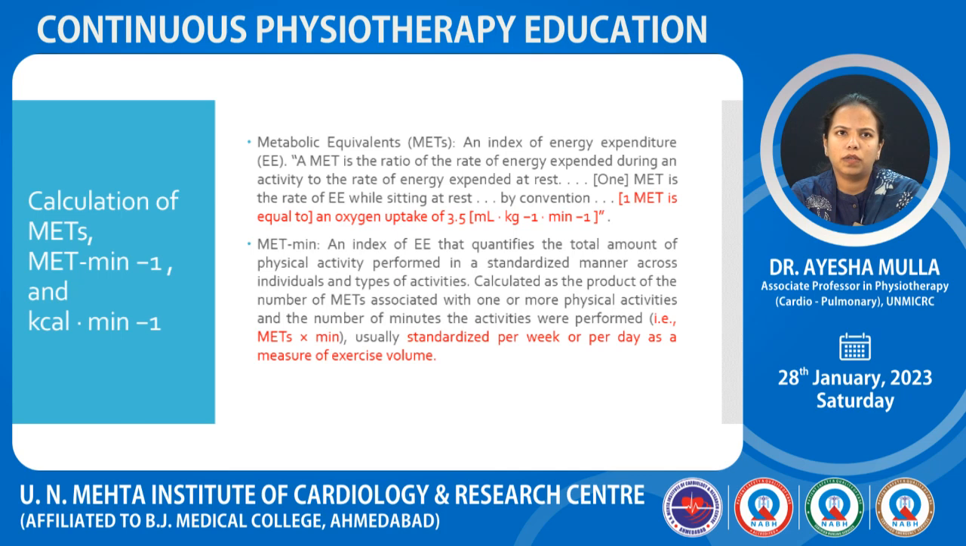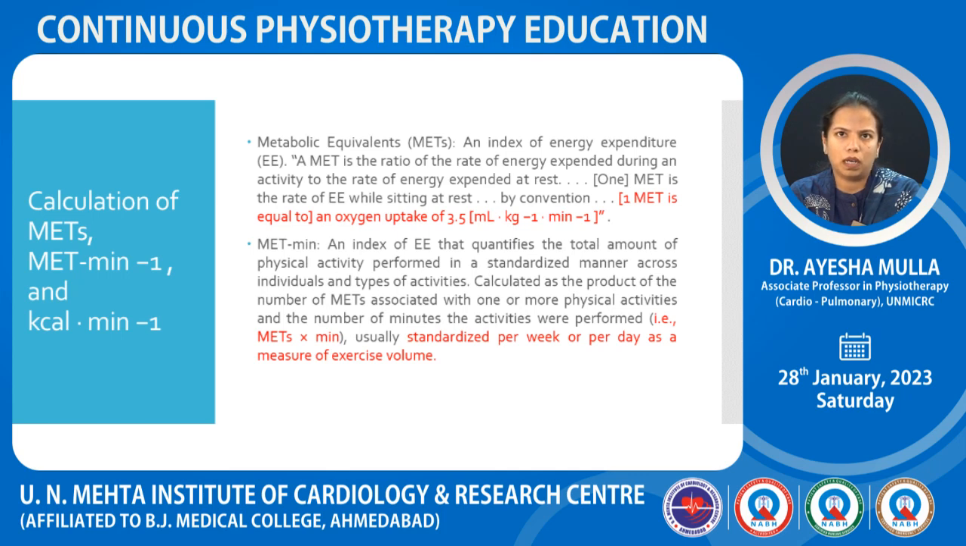Now calculation of the MET per minute and the calorie per minute. So what is metabolic equivalent? It is the index of the energy expenditure. A MET is the ratio of the rate of energy expended during an activity to the rate of energy expended at rest. So MET is the rate of energy expenditure while sitting at rest, and by convention 1 MET is equal to an oxygen uptake of 3.5 ml per kg per minute.